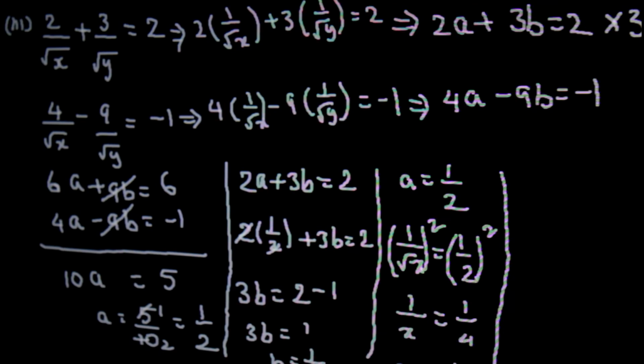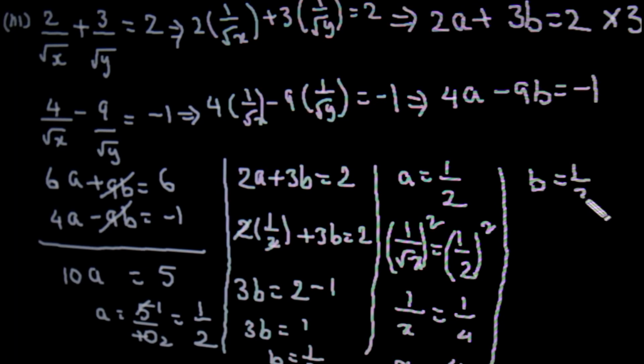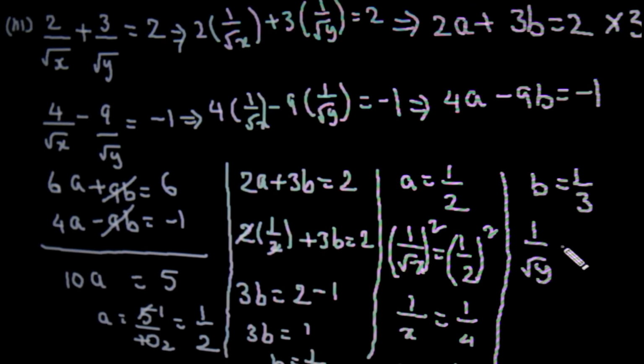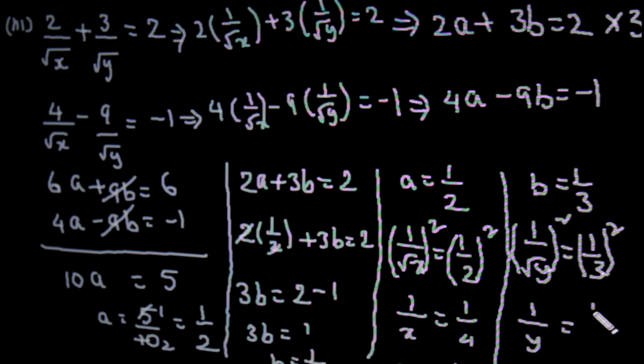Now, in the same way, you have to find b. b is equal to 1 by 3. What is b? 1 by root y is equal to 1 by 3. Squaring on both sides, you have to write in another step. 1 square is 1, root square gets cancelled, y is equal to 1 by 3 square is 9. Write the reciprocals of LHS and RHS, y is equal to 9. That is the end of the problem.